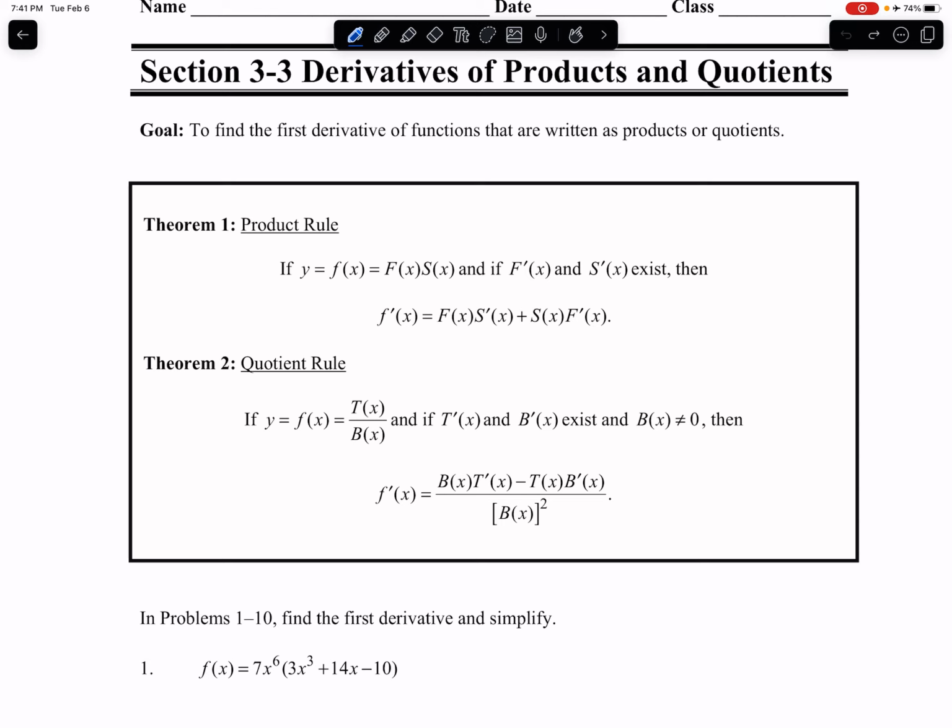Our quotient rule is if we see two functions as a quotient, and both of our derivatives exist, and the denominator, of course, is not zero, then to take the derivative, we would take the bottom times the derivative of the top minus the top times the derivative of the bottom, all over the bottom squared. So let's get started.